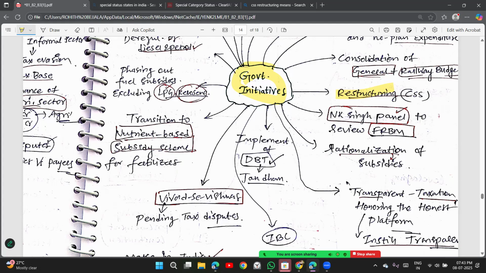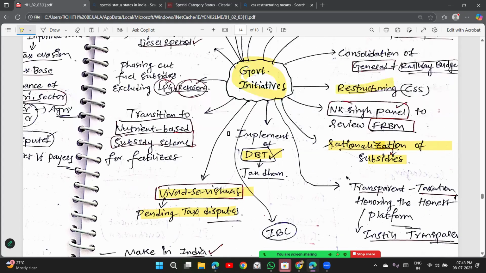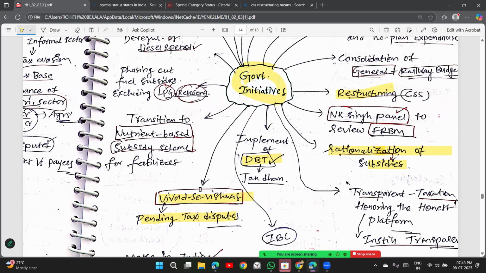We need to rationalize subsidies; the government has introduced the direct benefit transfer scheme, so rationalization of subsidies is done. There is the Vivad Se Vishwas initiative by the income tax department. For pending tax disputes, they will reduce the tax, and in some way or other they will be collecting the tax. So the people need to willingly come. Vivad Se Vishwas aims at doing that.